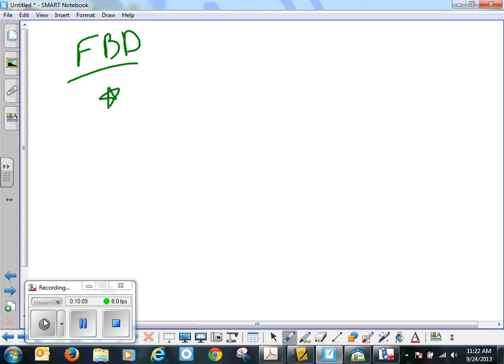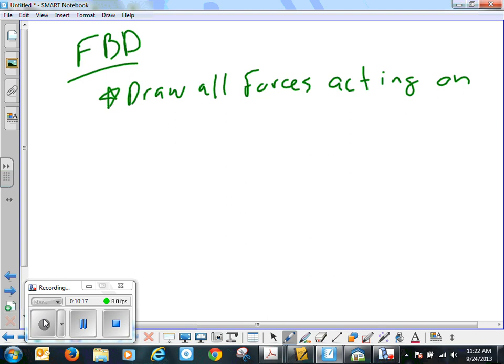So you draw all forces acting on an object, but you draw no reaction forces. So when we talk about action-reaction forces, we're talking Newton's third law. So just put in no reaction forces.